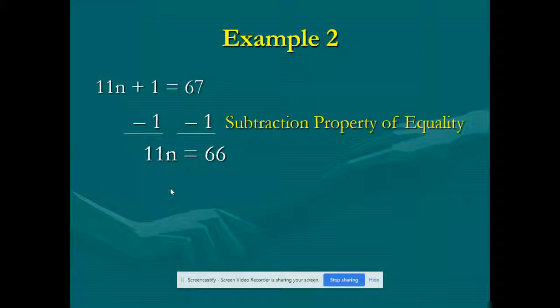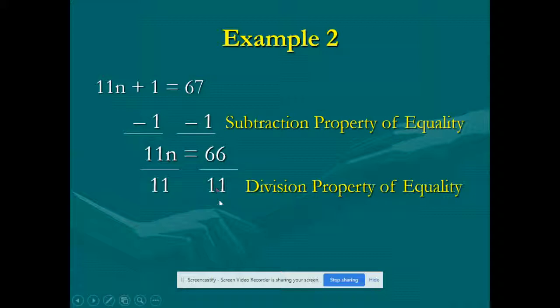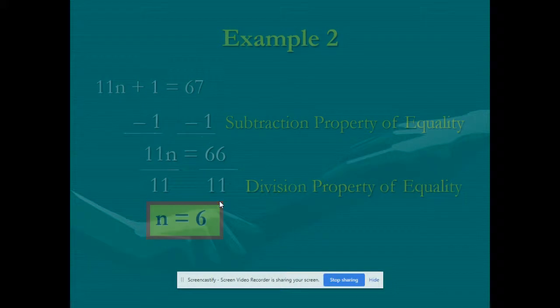And we go back to what we used to do. What has been done to the variable? It's been multiplied by 11. So we have to do the opposite, which is divide by 11. Those 11s cross each other out, and 66 divided by 11 is 6. There you go. Right, next one.